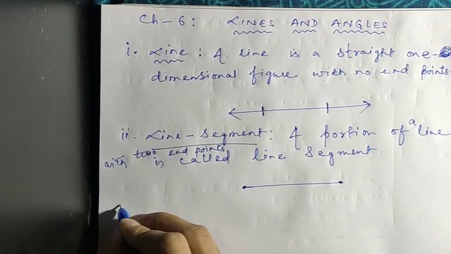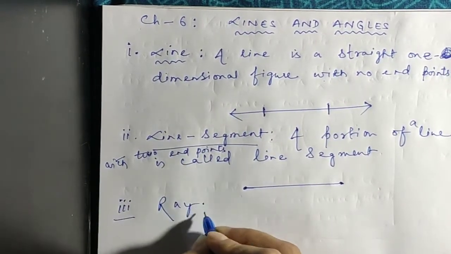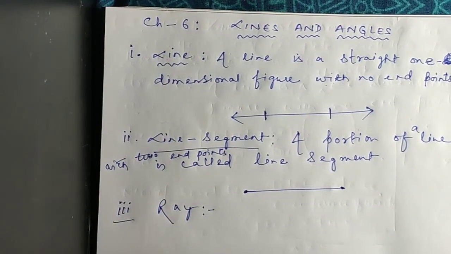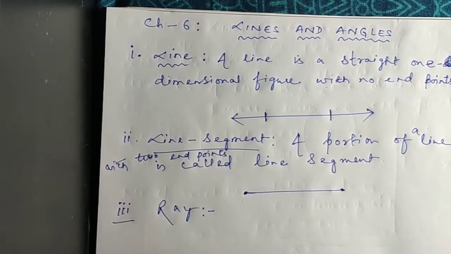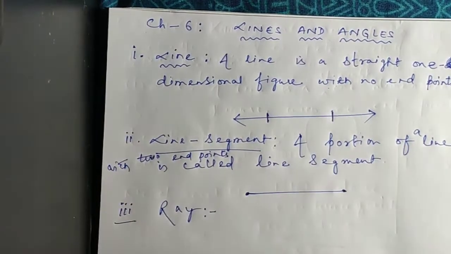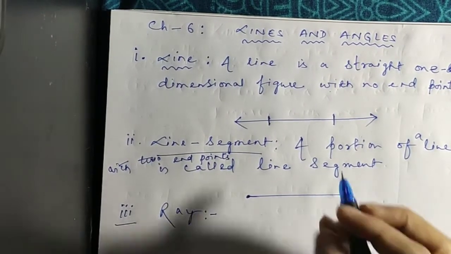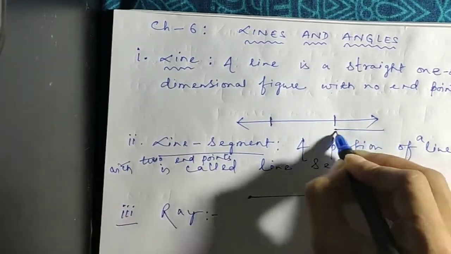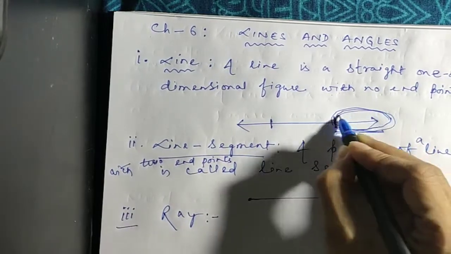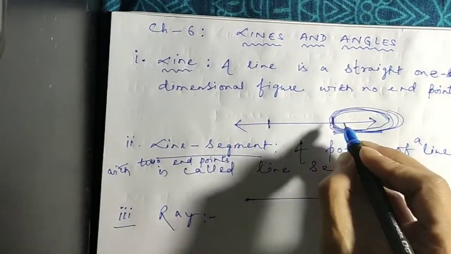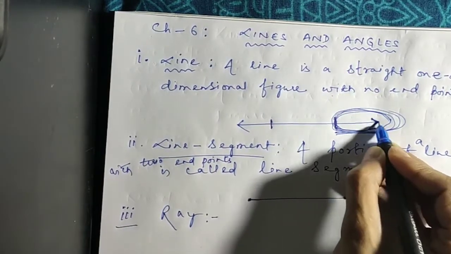Now we'll discuss a ray. What is a ray? A ray is also a portion of a line, but it has only one endpoint. That means the other end is infinitely long. If I take this portion up to this much, then this is called a ray. This is the endpoint, but this is not the endpoint. Yes or no?